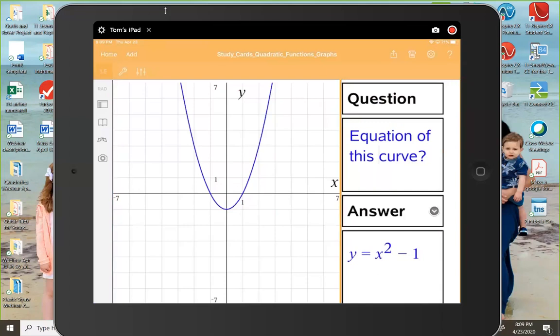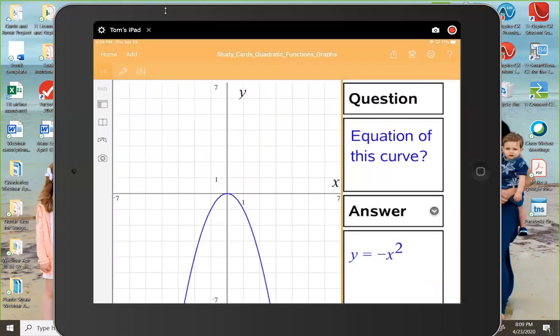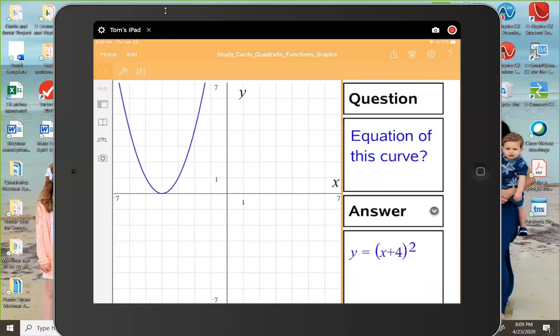Slide to go to the next page. Hopefully they recognize this: y equals the opposite of x squared. And I prefer that over negative. This one, of course, we just talked about, a shift horizontally to the left 4 units. A lot of students in Ohio might write this as the quantity x minus 4 squared. And of course, they'd find out right away that's not correct. So x plus 4, the quantity squared.